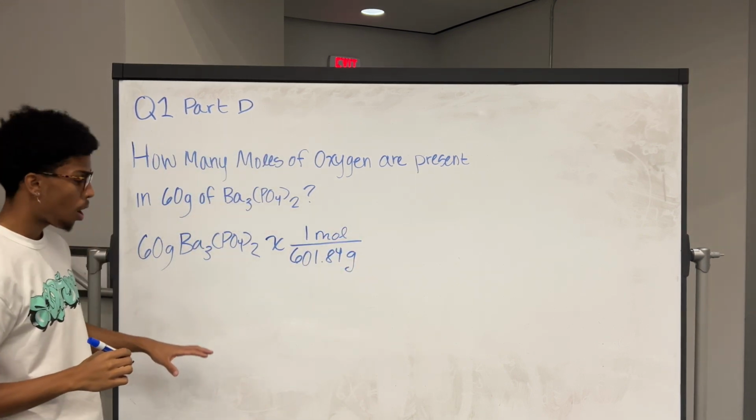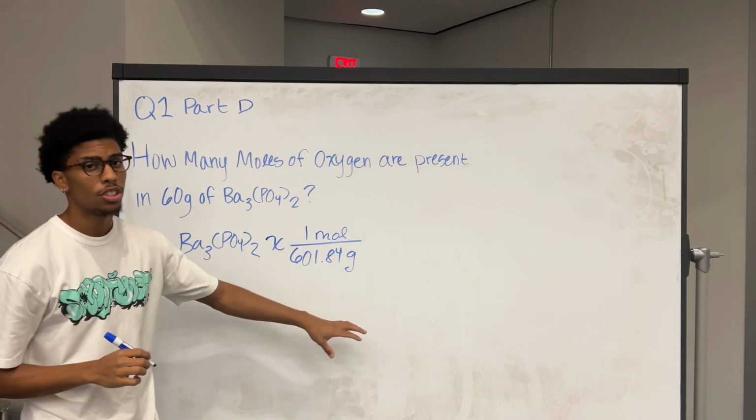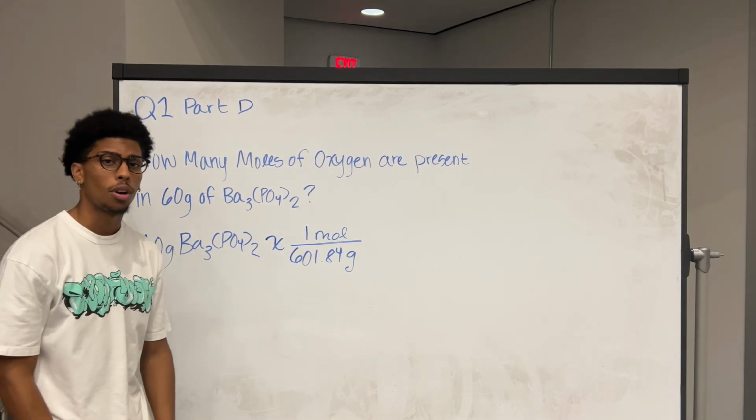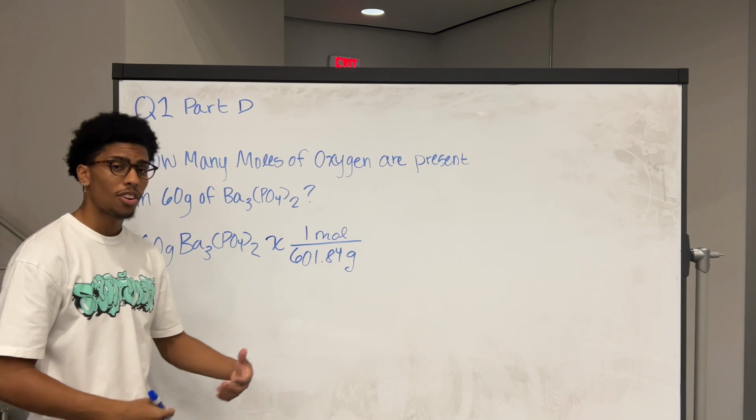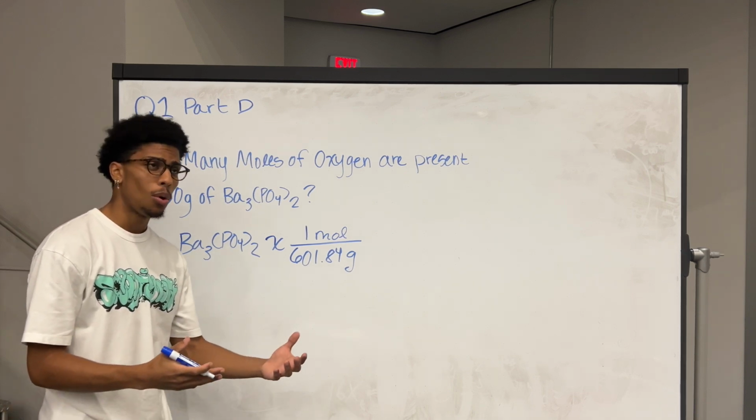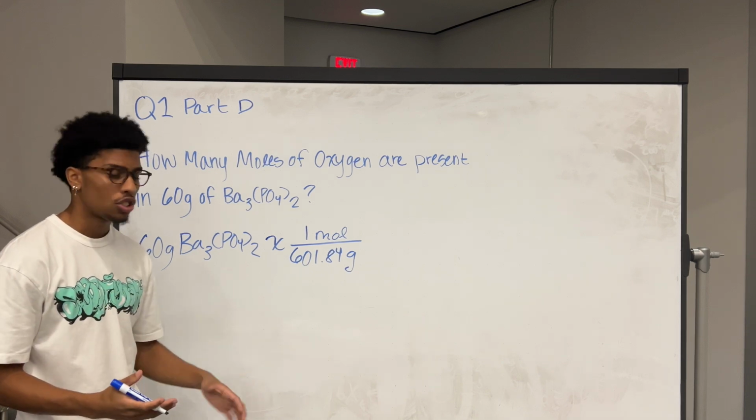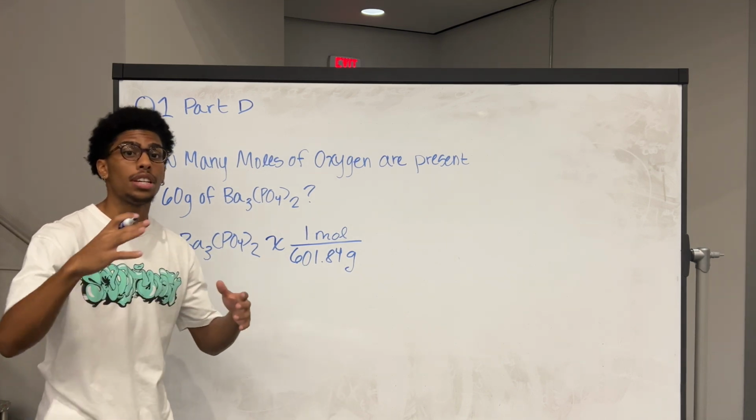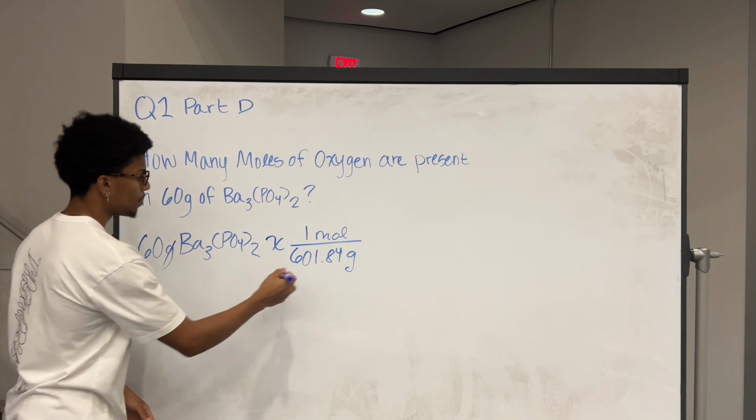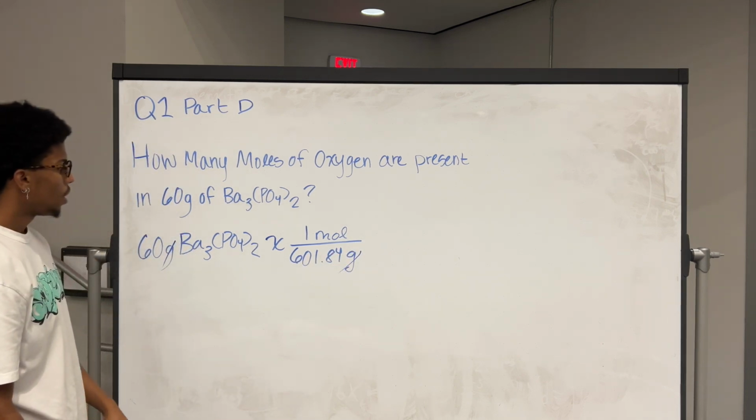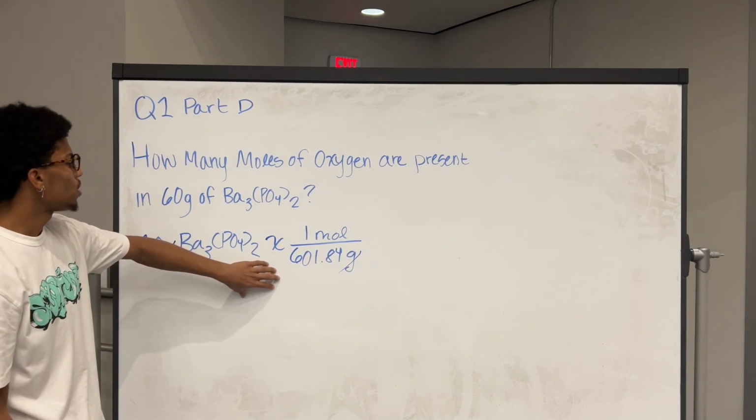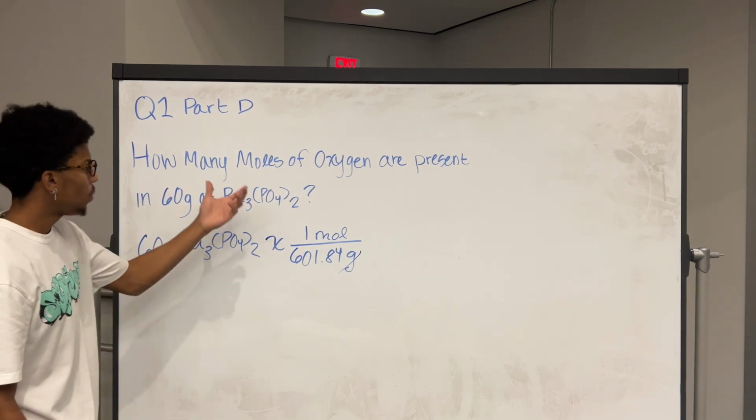When you're solving these problems, please write the units. Don't just write 601.84 because you're going to get confused later on down the road. You're going to be like, is that moles? Is that particles? Is that grams? What does that mean? And so always write your units. It's going to make your life easier. So we can cancel out our grams. But this is just going to tell us the moles of this entire compound. But that's not what the question is asking.